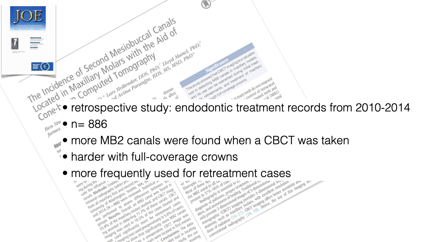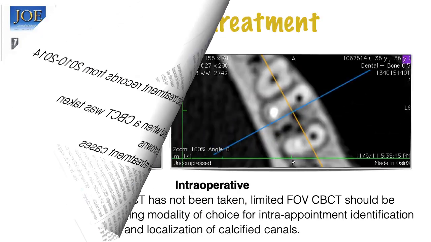And we also talked about the artifacts that are present near radiopaque structures. CBCTs were more frequently used for retreatment cases because they are more complex cases. So this is some evidence to prove that clinically, when we take a pre-treatment CBCT in upper molars, clinicians will have a much better chance of locating MB2s.